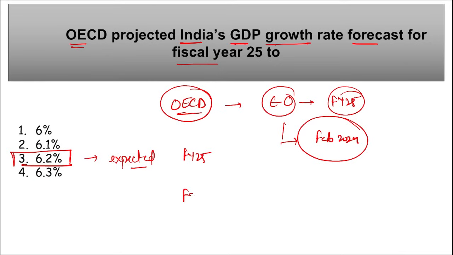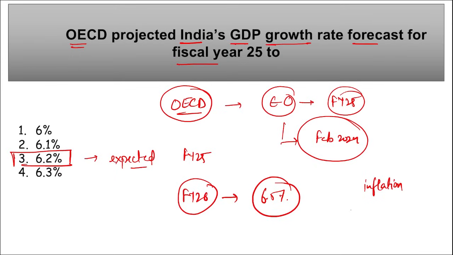Correct? Similarly, remember for fiscal year 26, OECD projected that India will be growing by 6.5%. Take a note of this. Then if we talk about inflation in India, for fiscal year 25, the inflation is supposed to be around 4.9%, and in fiscal year 24 it was around 5.3%. Similarly, for fiscal year 26, the inflation is projected to be around 4.3%. So this is just a rough idea.